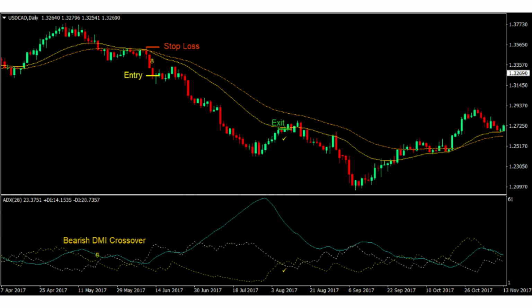Don't chase entries. Wait for a close beyond the DMMA, then pull back. That gives you better timing and less false entry risk. And always place your stop loss just beyond the DMMA.